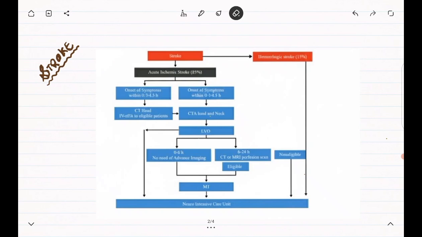So time is very important in the management of stroke. Time is tissue in these cases. This is how we can suspect that a patient who has come to the ER has a stroke, by the mnemonic FAST.